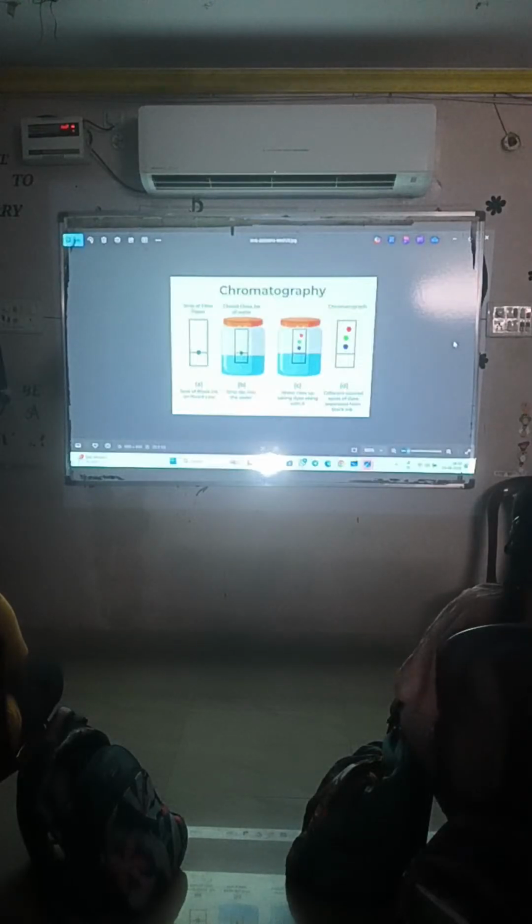The technique involves a strip of filter paper. Here on the filter paper, what is there? Black ink on the pencil line. Next, it is placed in a closed glass jar of water, making sure the water level does not touch the pencil line. Wait for some time. Once the water level rises, three different color dyes are separated from the black ink.